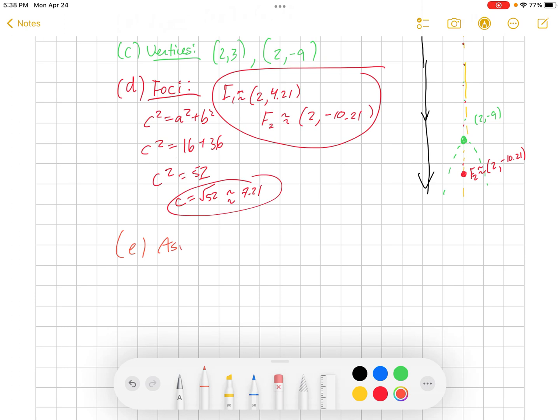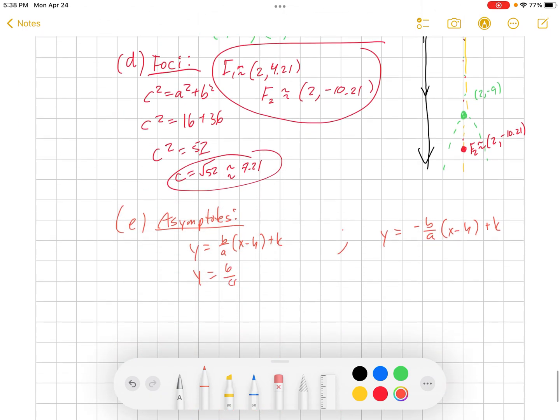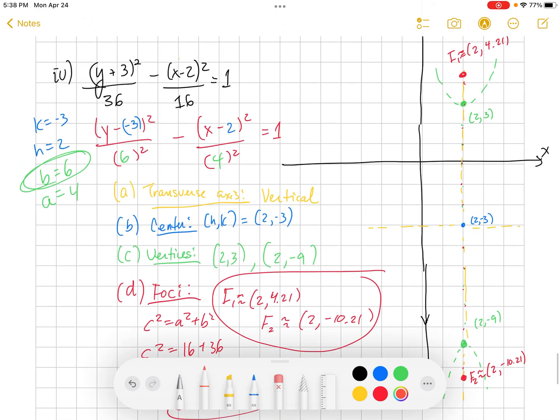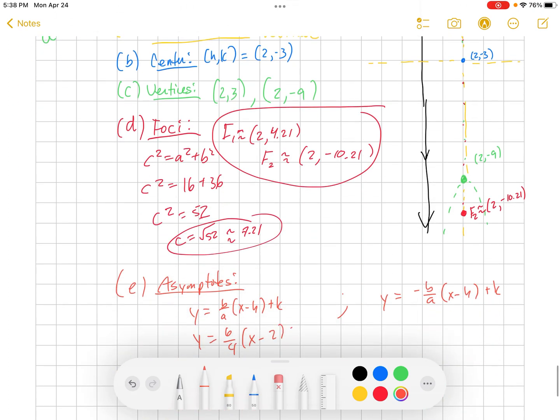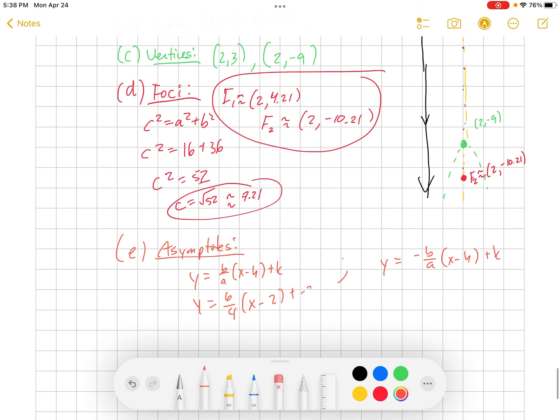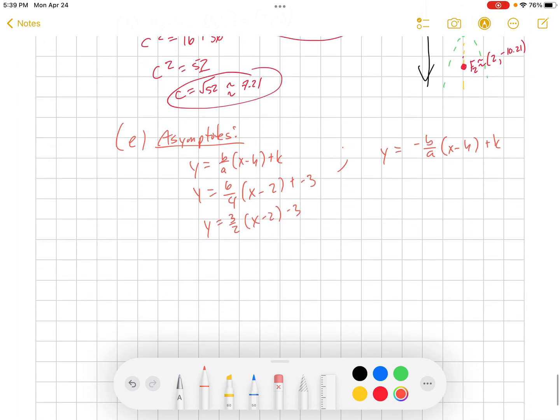Now I got to do the asymptotes. Asymptotes: y equals b over a, x minus h, plus k. y equals minus b over a, x minus h, plus k. y equals, b was 6, a is 4, h was 2, k is minus 3. So y equals 3 halves, right, 6/4 is the same thing as 3 halves, x minus 2, minus 3. Distributing, I got y equals 3 halves x minus 3 minus 3. In other words, y equals 3 halves x minus 6.